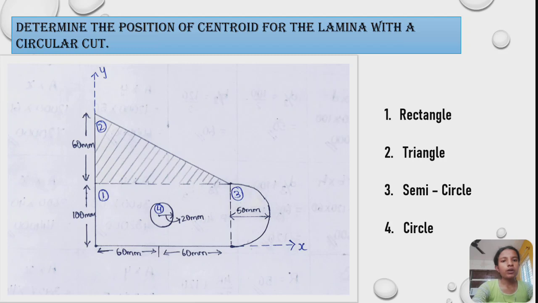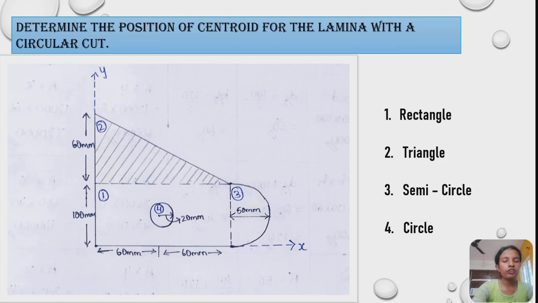Now this is the problem that we are going to solve: determining the position of centroid for the lamina with a circular cut. In this figure, they have not given the reference axis, so we consider the bottommost part of the figure as the reference axis and the leftmost part of the figure as the y-axis.